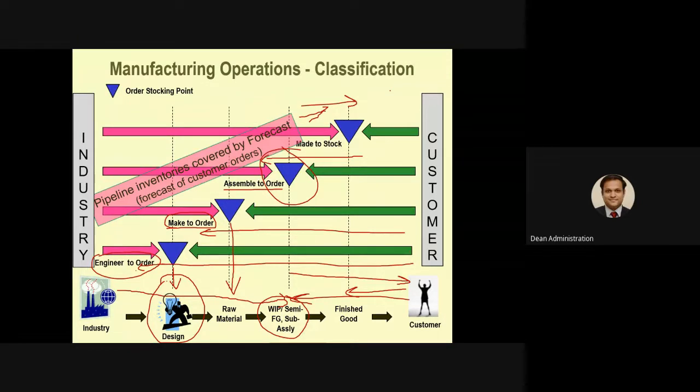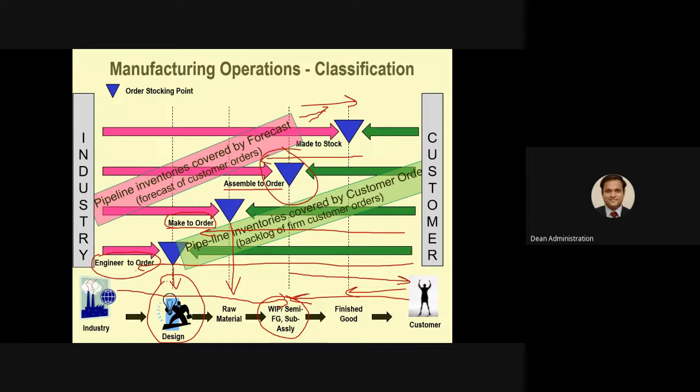Forecast is basically how much production you have to do. Based on that, you have to see what the market is, and then say, okay, in this season so much production will be required. So it's based just on statistics. And when you go more towards engineer to order, pipeline inventories are covered by customer orders. So engineer to order, you can't forecast.